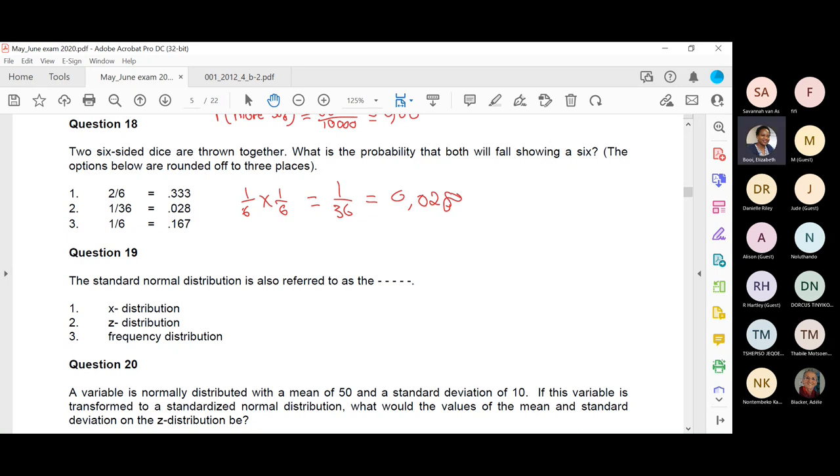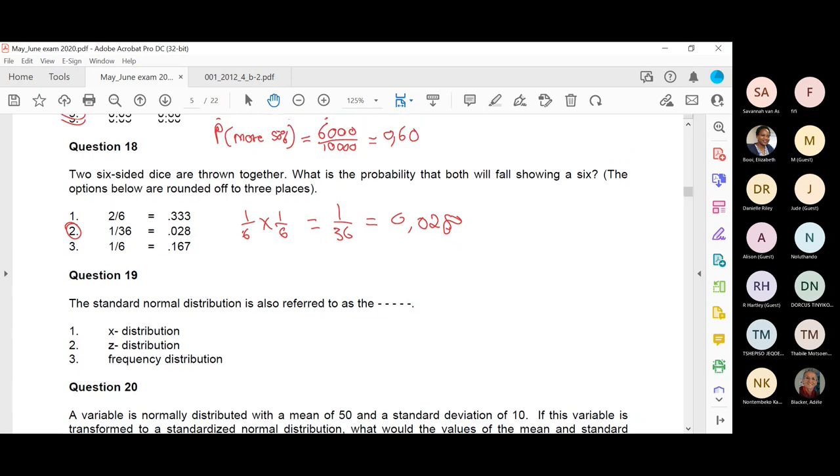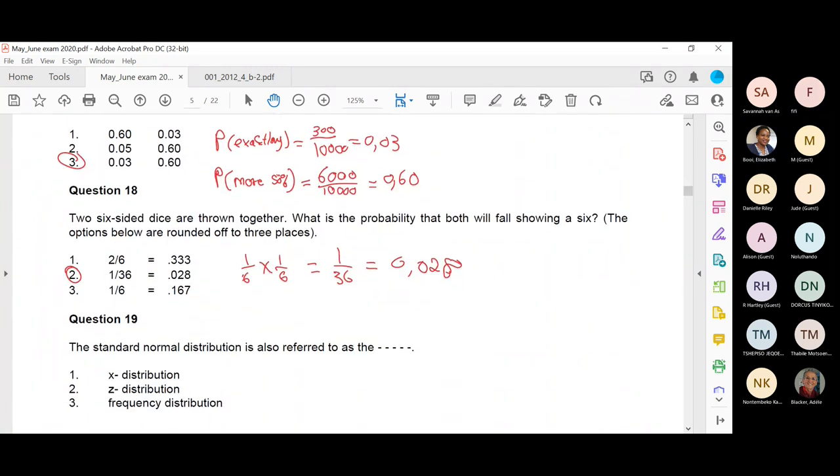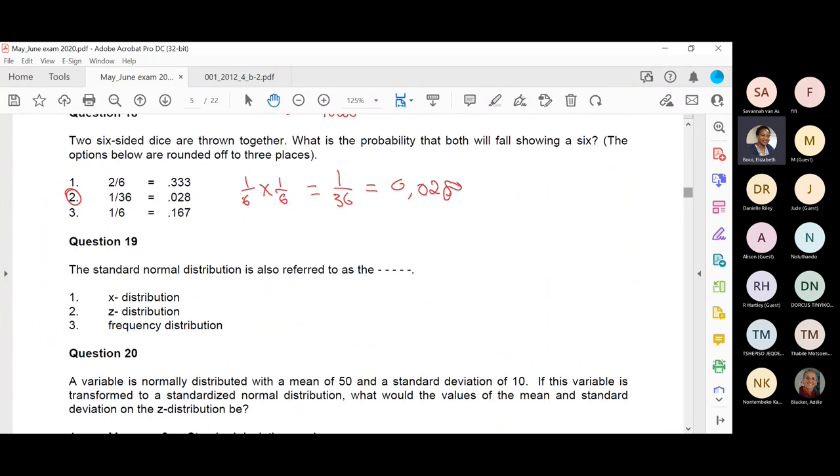Question 19. The standard normal distribution is also referred to as the, if you can remember, we just did that just now. Is it one, the X distribution, two, the Z distribution, three, the frequency distribution? Number two, the Z distribution. Yes, it is standard normal distribution. It's also known as the Z distribution.